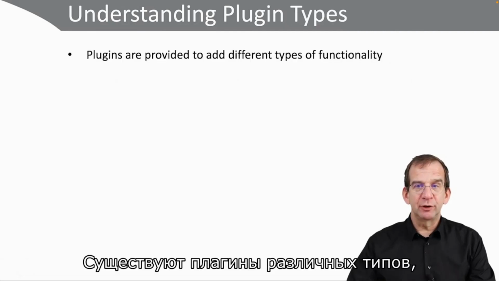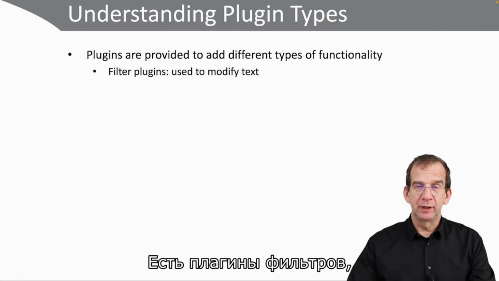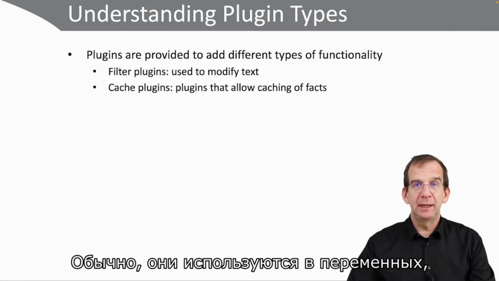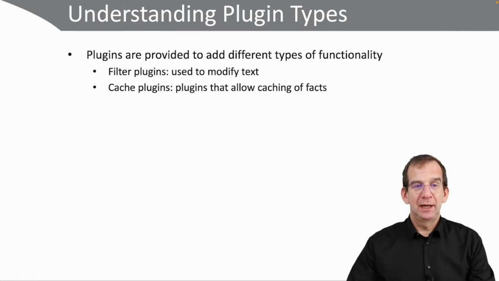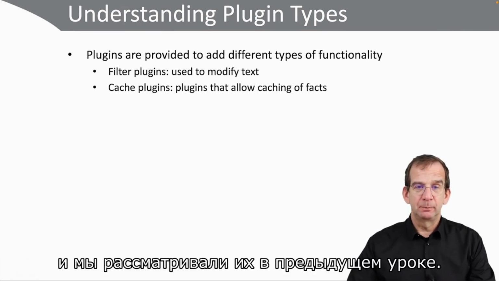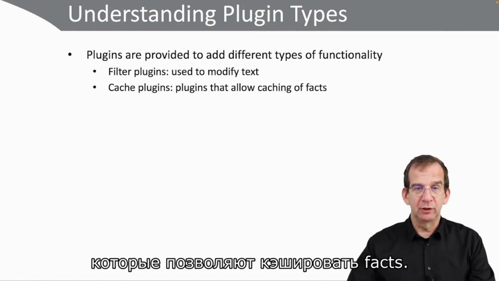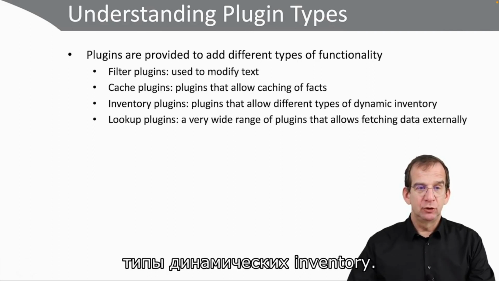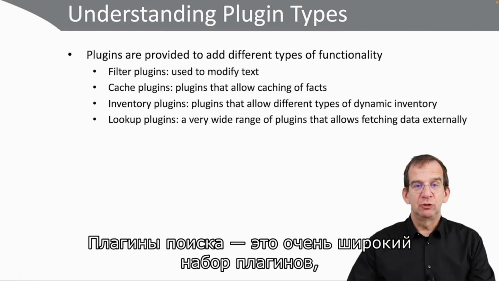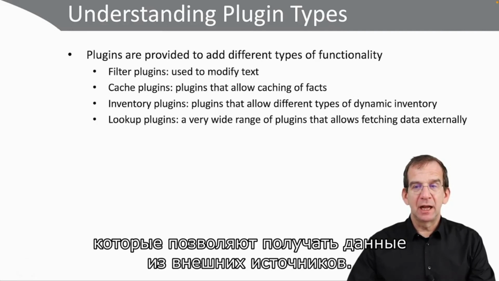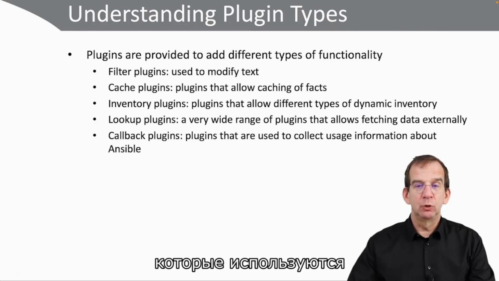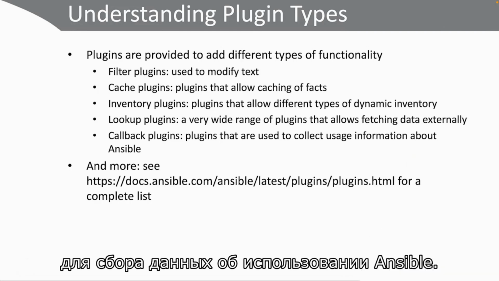So in plugins there are different types. There are filter plugins. Filter plugins are plugins that are used to modify text, typically as used in a variable, and we've learned about that in the previous lesson. There are cache plugins. Cache plugins are plugins that allow caching of facts. Inventory plugins are plugins that allow different types of dynamic inventory to be used. Lookup plugins is a very wide range of plugins that allows fetching data externally. And there are callback plugins, which are plugins that are used to collect usage information about Ansible.